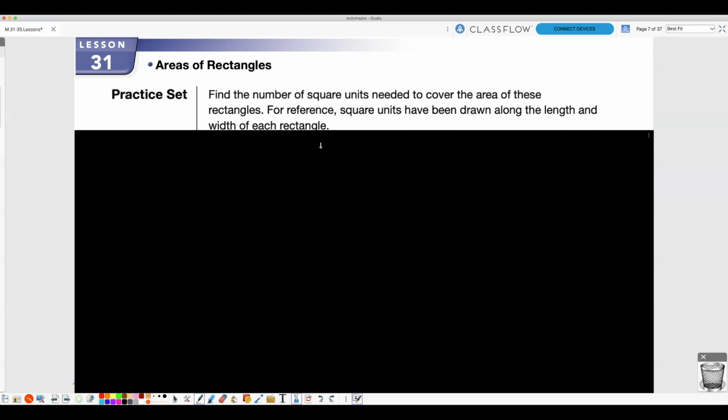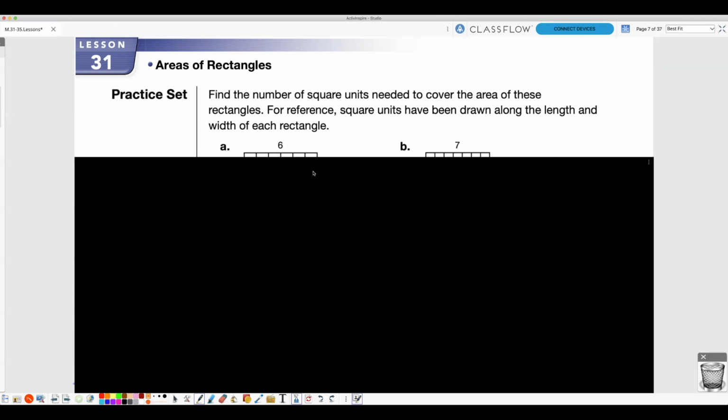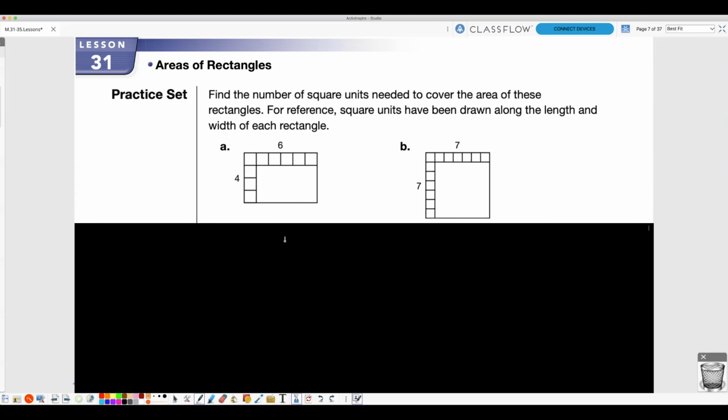So practice set. Find the number of square units needed to cover the area of these rectangles. For reference, square units have been drawn along the length and width of each rectangle. So for example, letter A, go ahead and do that. What is the square units needed to cover something that is 4 by 6? Again, the area equals length times width, and I can see that in this case it'd be 6 times 4. So my area would end up being 24 units squared for letter A.